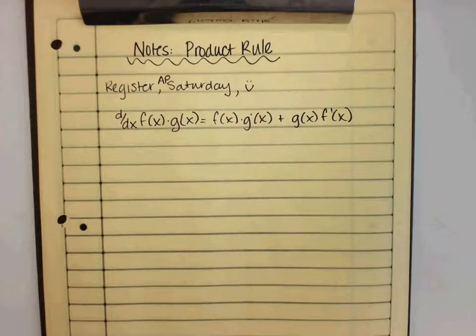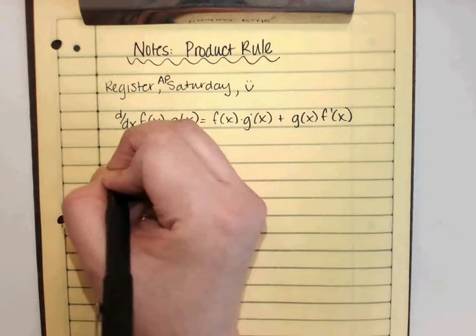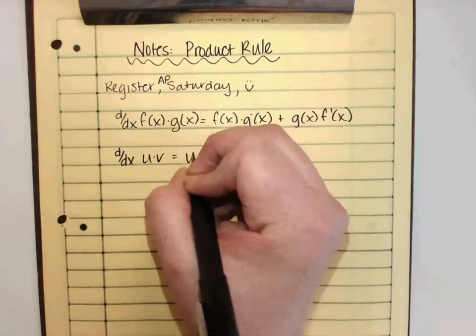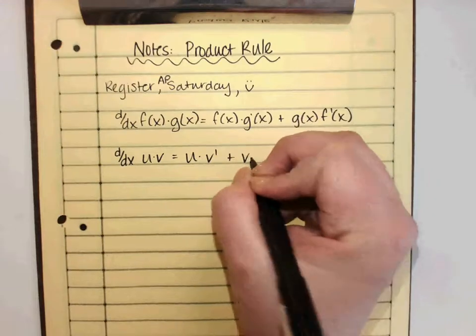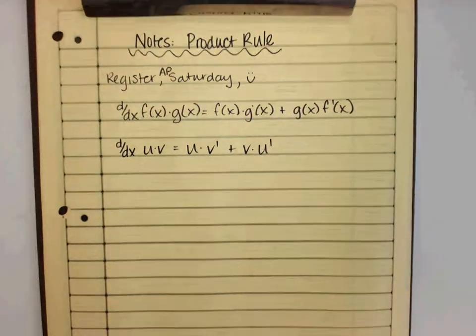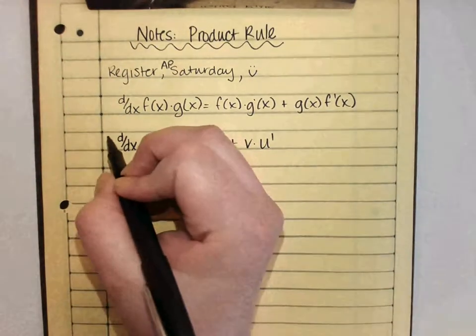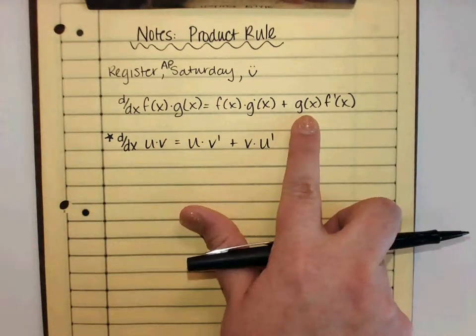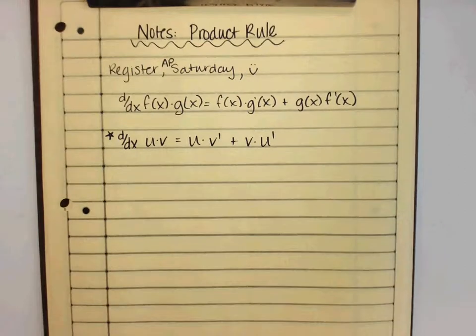Okay, then I'm going to give you what I think is an easier version without all the parentheses and x's and all of that. So what I'm going to use is this guy, d dx of u times v, u v prime, v u prime. Okay, so this one to me is a lot easier. This is the official product rule, but I'm going to just shorten it so that we can do it more easily.